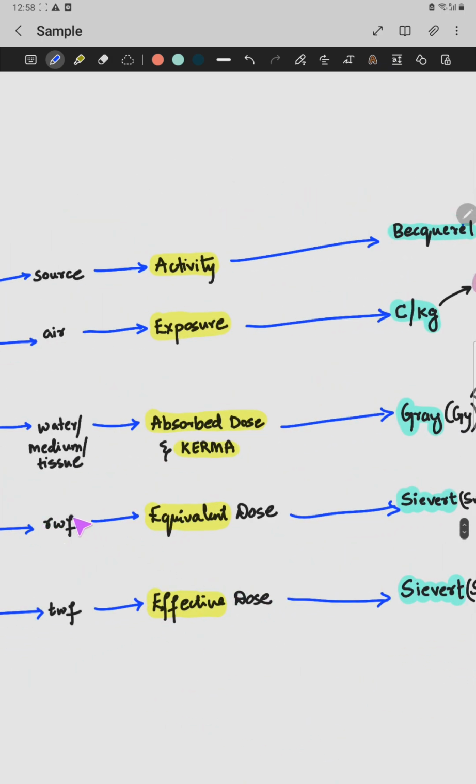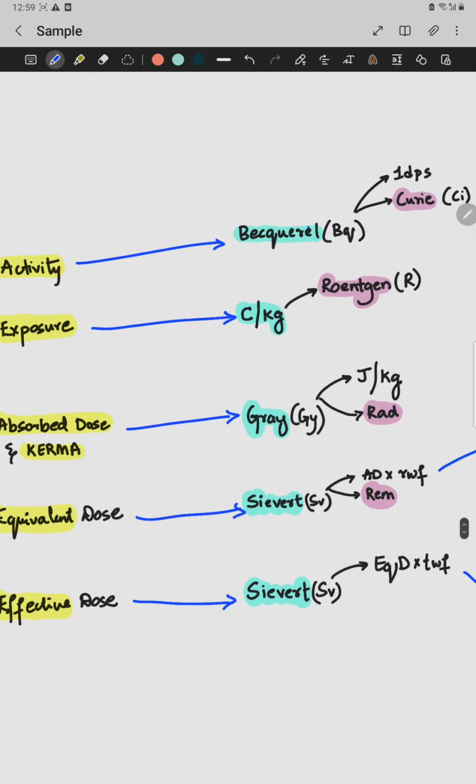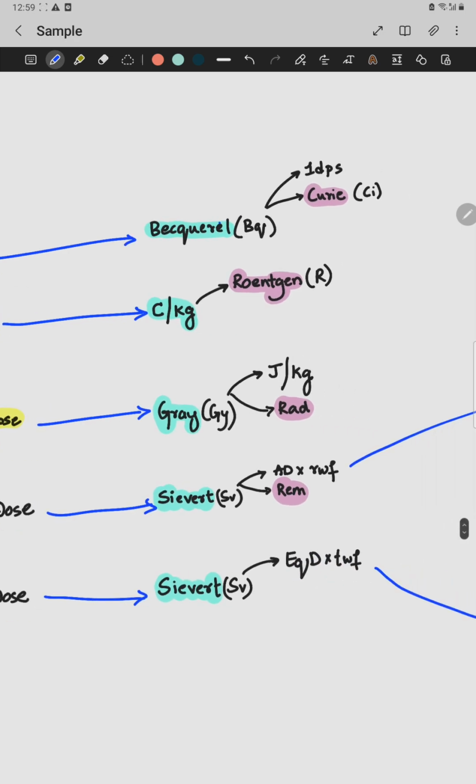Now coming to effective dose, what is effective dose? Here we considered the radiation weighting factor. Now let us consider the tissue weighting factor. If you just take homogeneous water, it's simple, but in the patient we have various tissues, bone, skin, liver, bone marrow, everything. So the tissue weighting factor also differs. So the better one is the effective dose. Effective dose is measured again in Sievert, because it is equivalent dose times tissue weighting factor. Again the previous unit was REM here also.